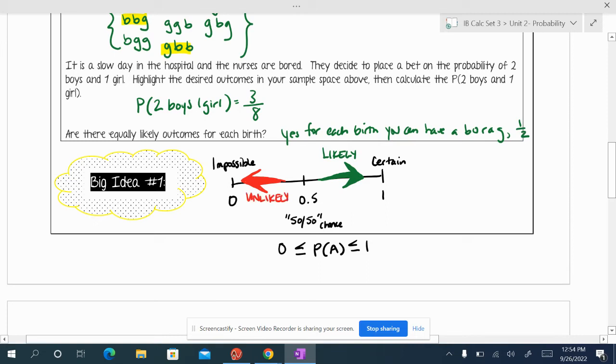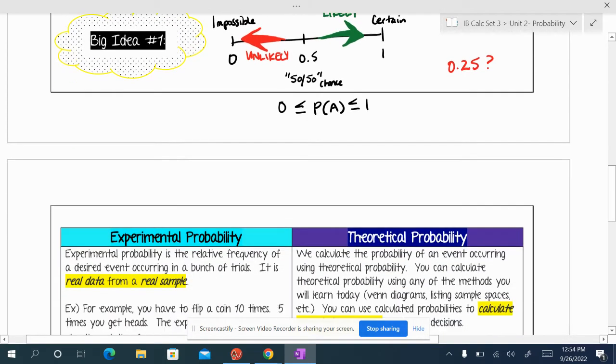Okay, so this is just how you can gauge once you've got the probability number. Okay, what does it mean? What does a probability of 0.25 mean? It means it's probably a pretty unlikely event. It's closer to 0 than it is to a 50-50 chance.